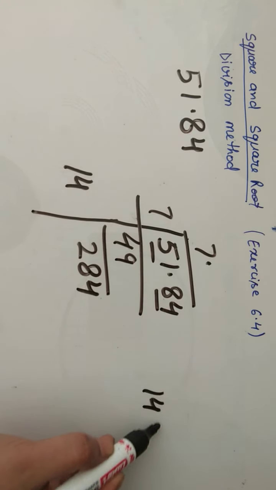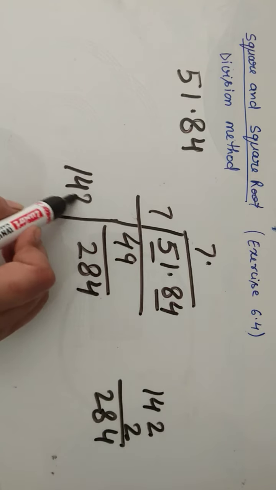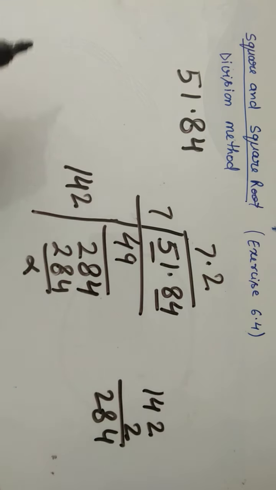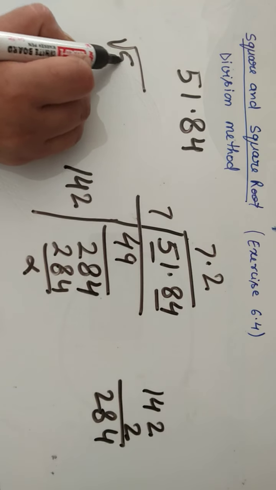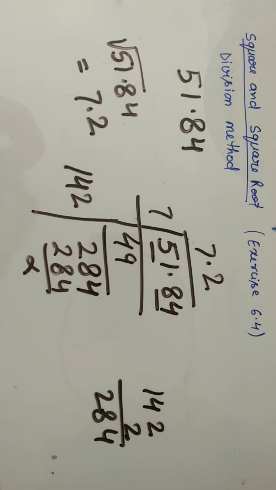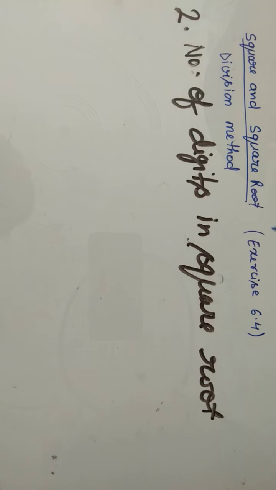Now we have to copy 84, the pair we will copy, that is known to you. Because before 84 there is a decimal sign, when you copy 84 you will put the decimal here. Now twice of 7 is 14. Now check for what it will be satisfied. So 142, 2s are 284. Okay, so the square root of 51.84 is 7.2. Now one more question, question number 2: find the number of digits in the square root without calculation.